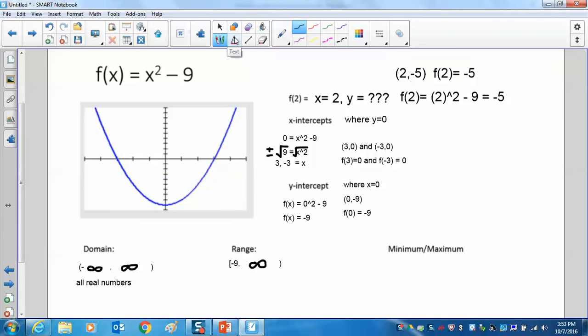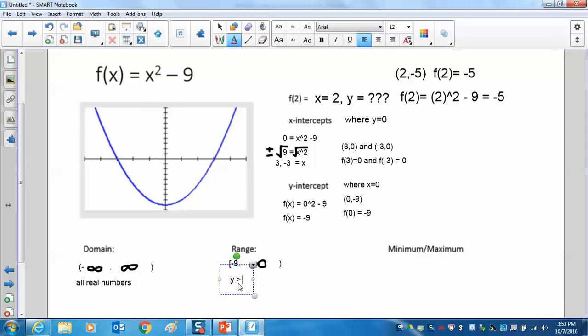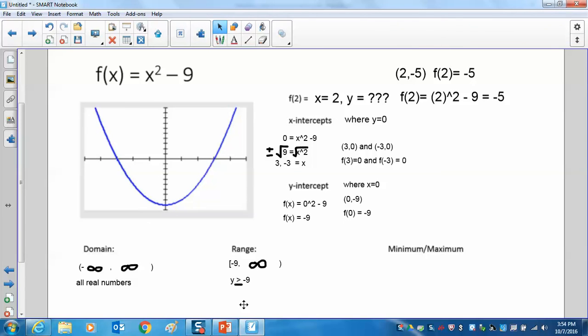Or we could use an inequality. Here we could say y is greater than or equal to -9, because we're only allowed to have y values bigger than -9, and -9 inclusive. No matter what number we plug in for x squared, we're never going to get a y value less than -9.